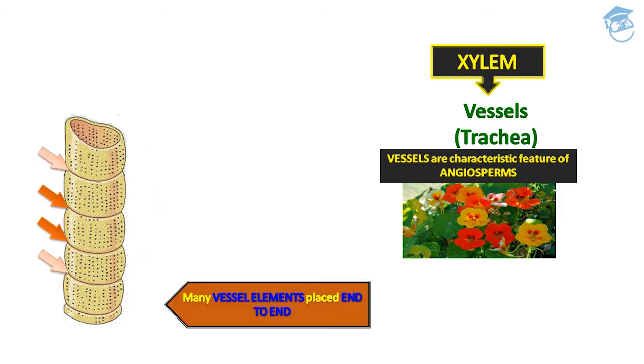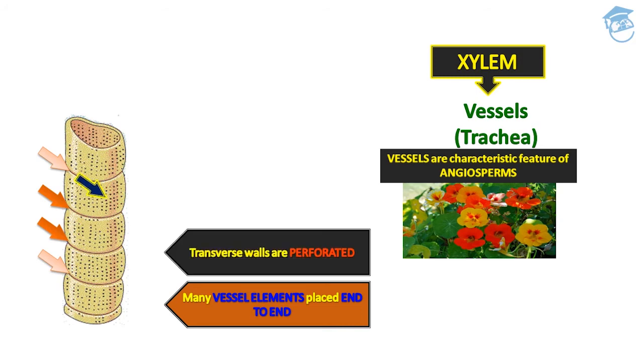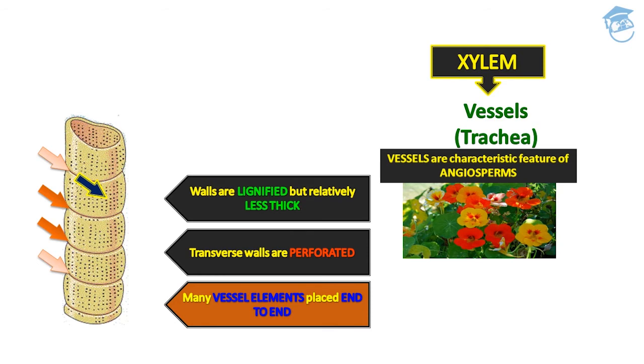Many vessel elements are placed end to end. As you can see, they are placed one above the other, or you can say end to end. They have transverse walls which are perforated. As you can see, these are the small pores. So transverse walls of xylem vessel are perforated. Walls are lignified but relatively less thick. So xylem vessel walls are highly lignified, that means high lignin deposition is there, but relatively it is less thick.